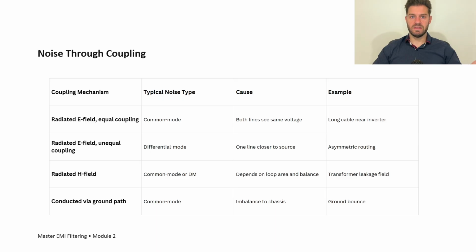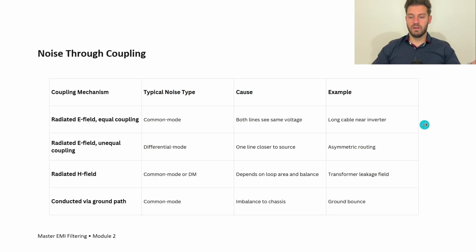Because in most cases, they couple with the same intensity on both lines, the positive and the negative, with respect to ground. Take, for example, a long cable near an inverter. If it generates an electric field, both lines that are inside the inverter will see the same voltage. That will cause common mode noise with respect to ground.